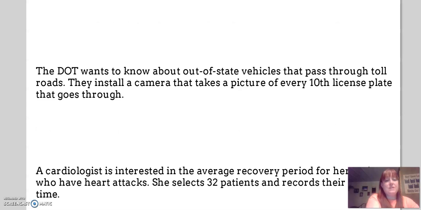For the next one, the DOT wants to look at out-of-state license plates. So our variable would be the answer out-of-state or not out-of-state license plate. So there's only two variations on this one, but it's still a variable because each piece of data that we collect, we say, is it an out-of-state license plate or is it not? That's our variable. It's what changes with each piece of data.